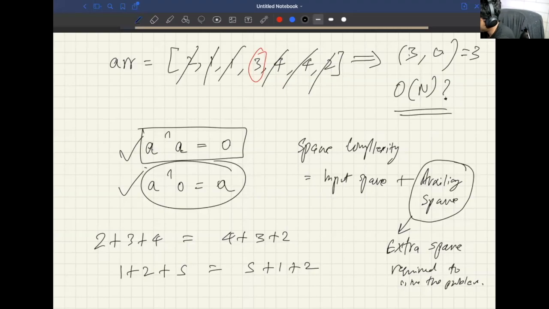Let me share my screen. Can you see the notes? Can you all see it? Okay.